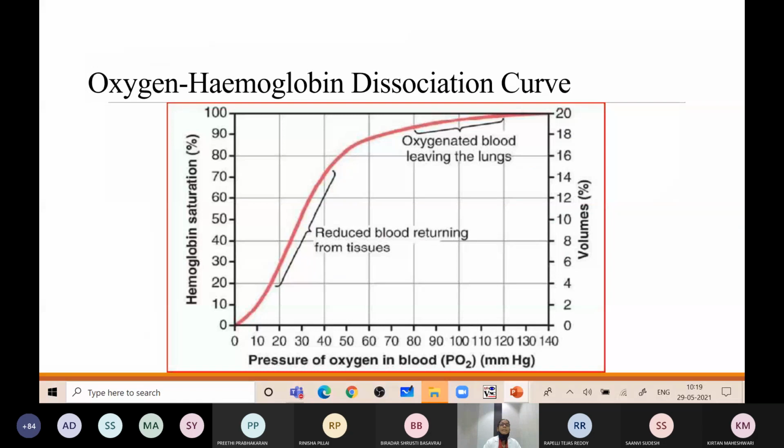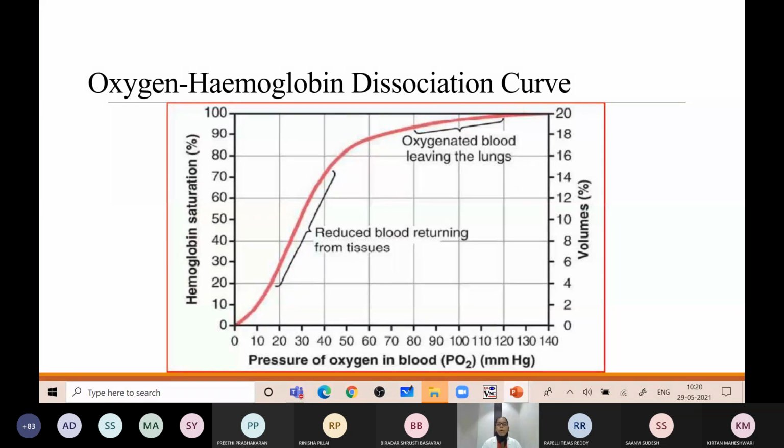Okay, now next coming on to the very important part of oxygen transport, that is the oxygen hemoglobin dissociation curve. It's very important and it's very frequently asked. Almost in all question papers you search, this question is there. Okay, so draw the oxyhemoglobin dissociation curve and write the details. So here we have taken partial pressure of oxygen on the x-axis and hemoglobin saturation, that is percentage of hemoglobin saturation, on the y-axis.